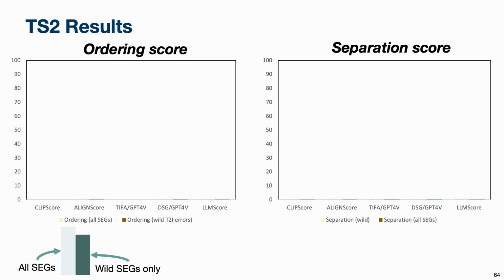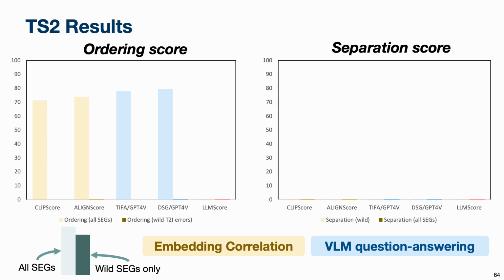So here we have the results for those embedding correlation metrics across the entire T2I score benchmark. And we see that they're getting around 70% in the Spearman correlation rank ordering score. And the VLM metrics do slightly better. And then we also have this other class of metrics that it's not important to get into that do quite a bit worse here.